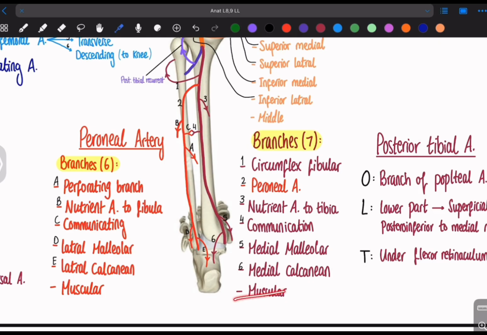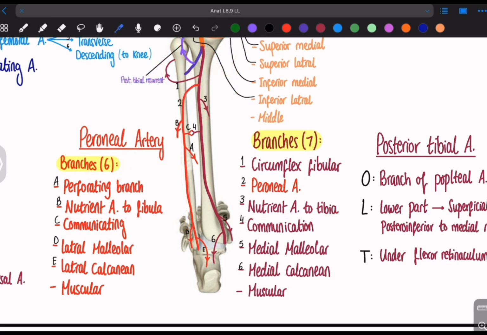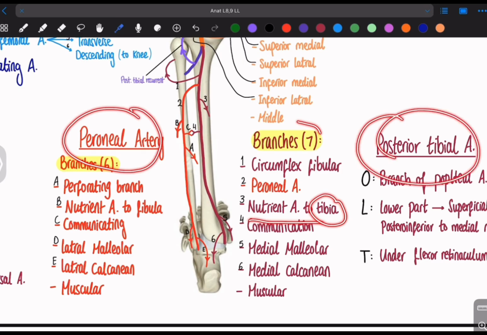First of all, we have muscular, and we know in muscular from the previous lecture we said skip them, they're not very important, so we have muscular, skip them. Done. First similar branch we have is the nutrient artery to the fibula. And here we have the nutrient artery to the tibia. Why is this the fibula? Why is this the tibia? Because we said peroneal is going to supply the lateral side. We know that the fibula is on the lateral side, while the tibia is on the medial side. Nutrient artery for the fibula is going to be a branch from the peroneal artery, while the nutrient artery for the tibia is going to be a branch from the posterior tibial artery.